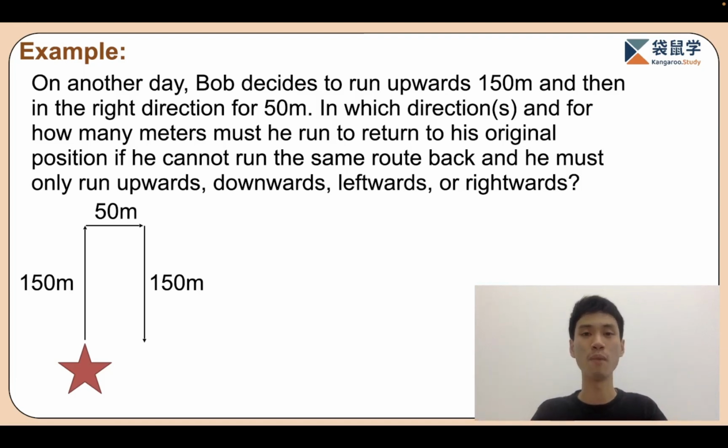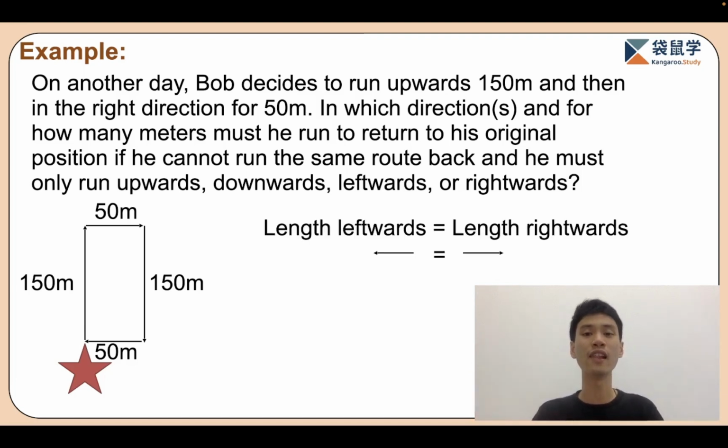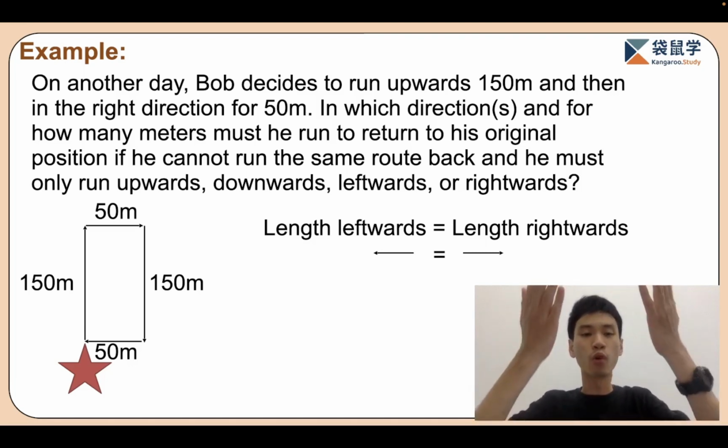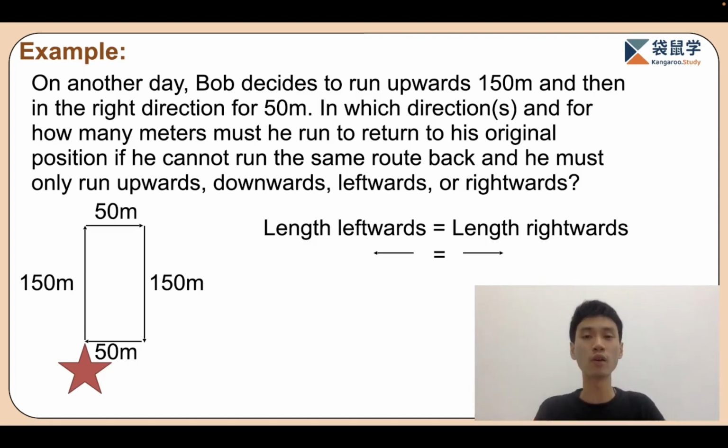Now which direction must Bob go to go back to the star? Well, he would have to go left. And now the question is, how many meters does he have to travel left? It would be 50 meters. And how would you know that? It is the same as the length going rightwards. So in this example, we learned that the length going leftwards is the exact same as the length going rightwards. Just like the length going upwards is the same as the length going downwards.